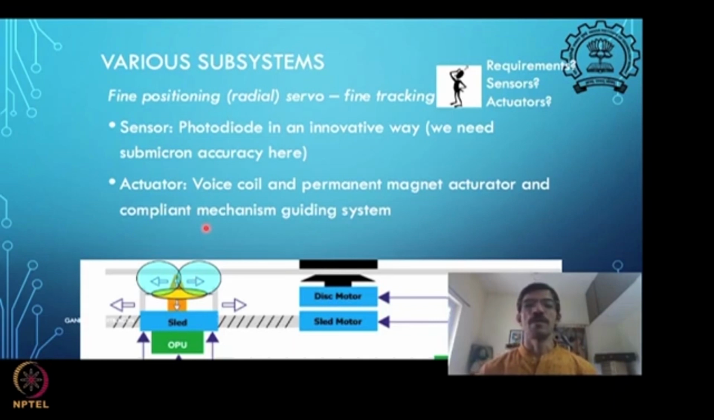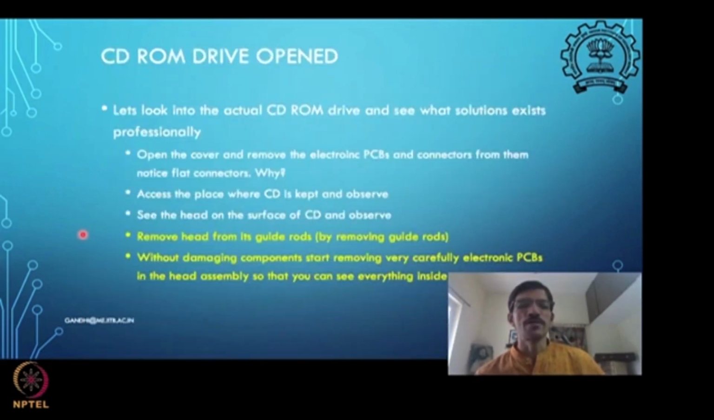We'll see this as we open up. This will be evident, but now we need to think about how we can create this kind of a closed loop system, so that you can have a fine tracking and fine focusing that is happening here. What kind of sensors will be needed, what kind of actuators will be needed for that to happen. Maybe I'll leave you with a small kind of actual observation, so we can remove the head from the guide rod and start observing what is inside the head, meaning the optical pickup head.